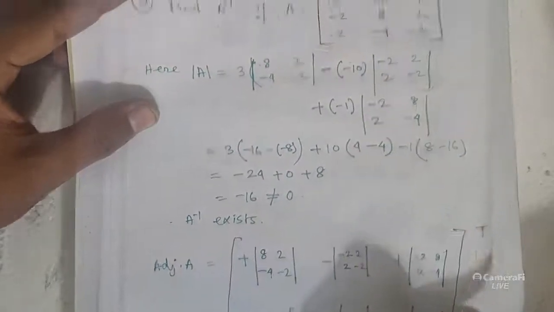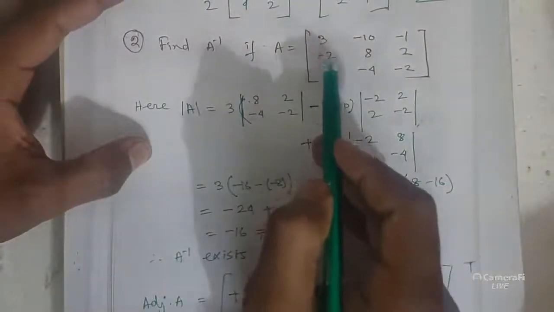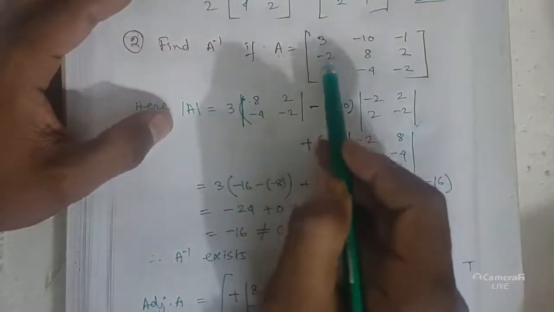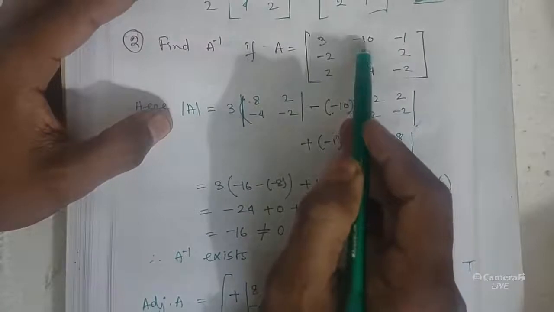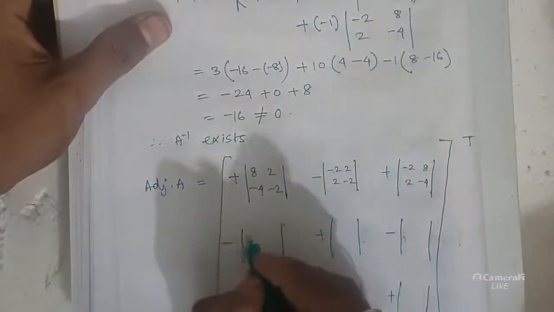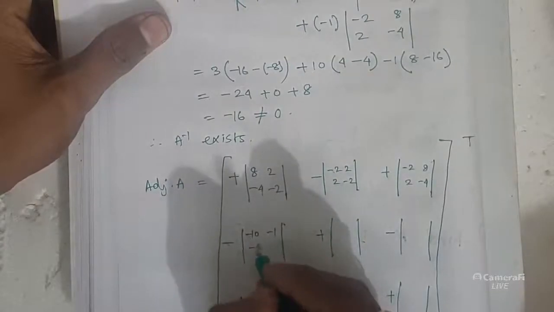Now for the second row's elements we have to find. This is the second row element, first element. So second row and first column off, what is left? Minus 10 minus 1 minus 4 minus 2. So write it down: minus 10 minus 1 minus 4 minus 2.